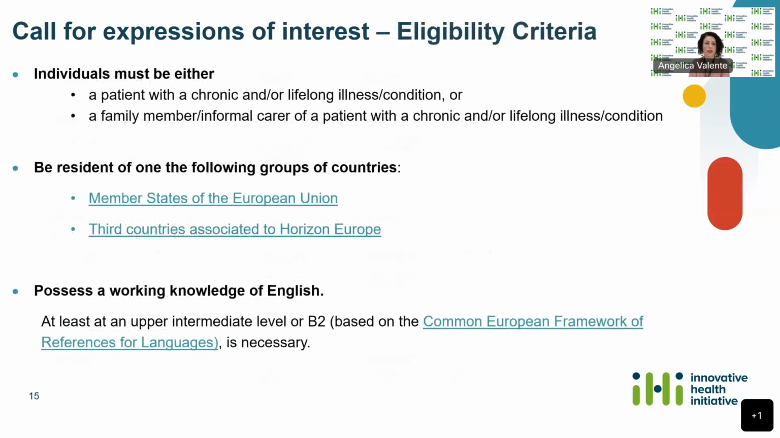Regarding the eligibility criteria, the applicant must be either a patient with a chronic and/or lifelong illness or condition, or a caregiver, so a family member or informal carer of a patient with a chronic and/or lifelong illness or condition. The applicant must be resident in one of the member states of the European Union or in third countries that are associated to Horizon Europe. The applicant must also possess a working knowledge of English. An upper intermediate level, or B2, will be necessary to be eligible for this application.